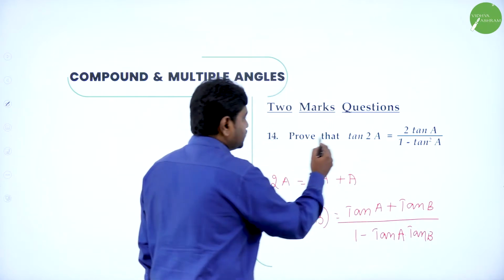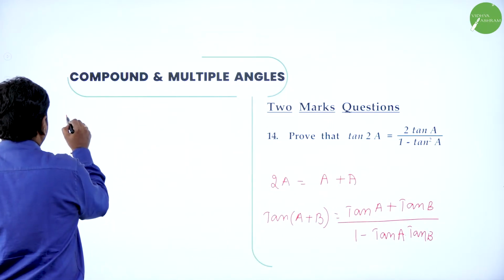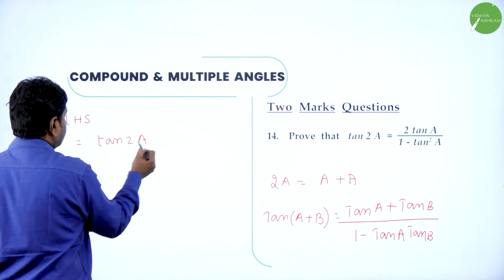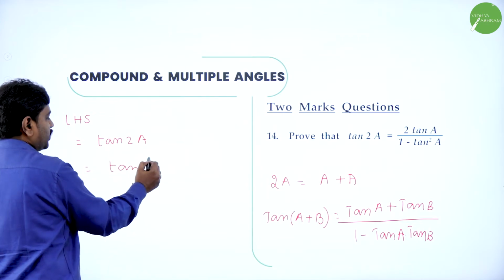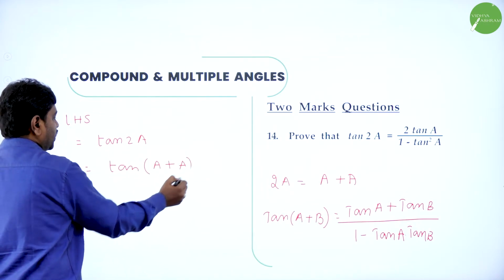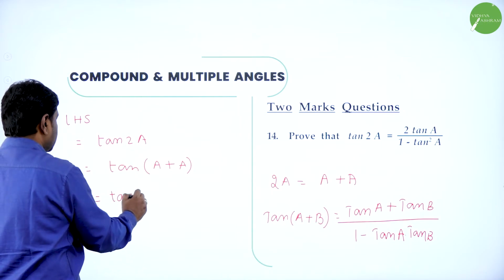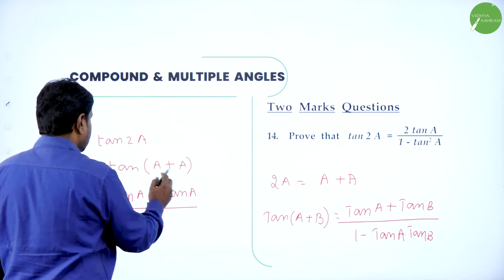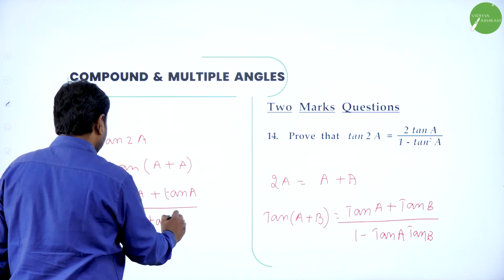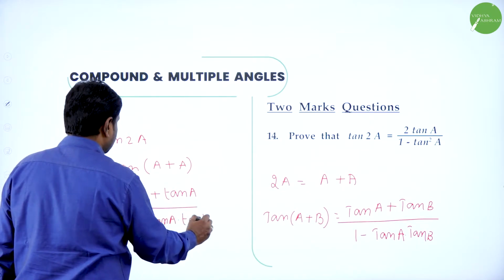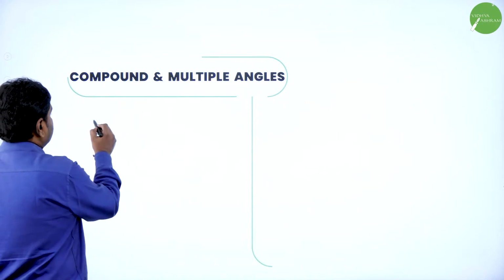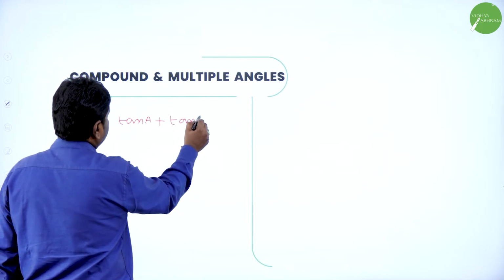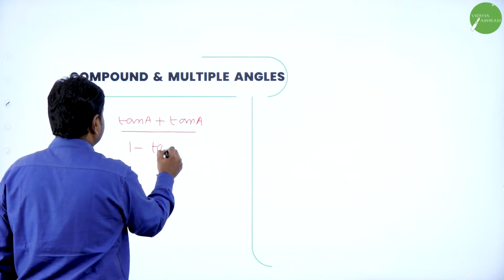So we'll take LHS. What is LHS? We have tan 2A. LHS is tan 2A. And 2A can be written as A plus A. Now it is in the form of tan of A plus B. Tan of A plus B is tan A plus tan B divided by 1 minus tan A into tan B. Tan of A plus A can be written as tan A plus tan A divided by 1 minus tan A into tan A. So that was the last step.